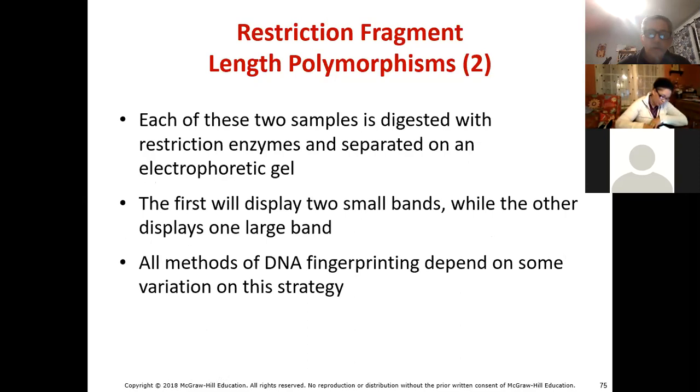So each of these two samples is digested with an enzyme and separated on a gel. The first will display two small bands, while the other one might display one large band. All methods of DNA fingerprinting depend on some variation of this strategy.